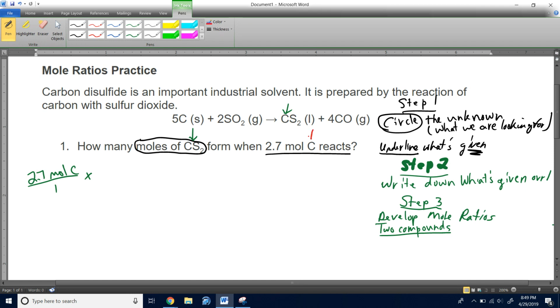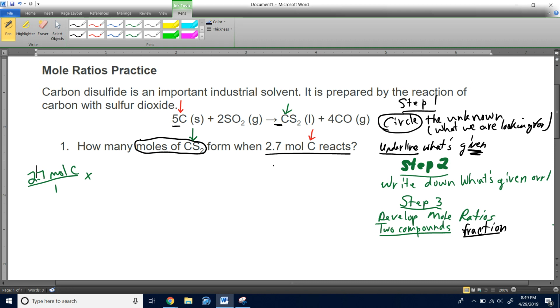Okay, moles of carbon. We look carbon up. Oh, carbon is right here. Perfect. Okay, so now we develop a mole ratio out of these two compounds. Remember, all that we're looking for in a mole ratio is the coefficients. We only look for the coefficients and we utilize those for the mole ratio. Remember, the mole ratio is a fraction, okay, guys? It's always a fraction.